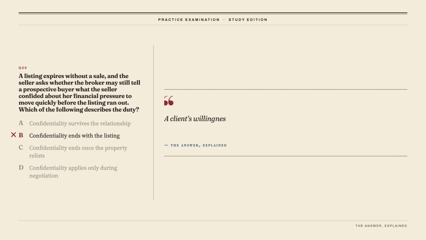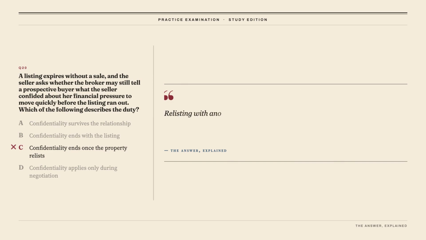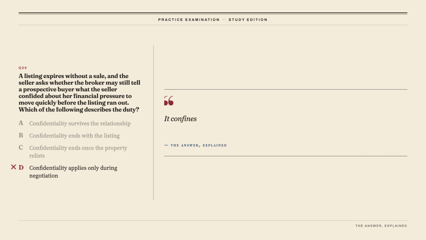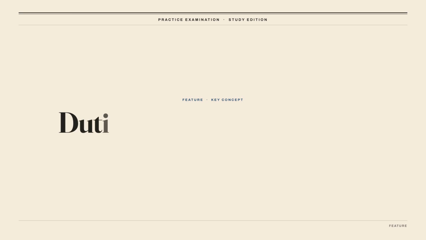B is wrong because a client's willingness to accept less would be worth little if the licensee could publish it the day the listing lapsed. The protection would be meaningless. C is wrong because relisting with another firm does not release the former broker. The seller's earlier disclosures were made in confidence and remain protected regardless of who lists next. D is wrong because it confines the duty to the moments when a deal is being struck. Confidential information disclosed at a listing appointment is protected just as fully.